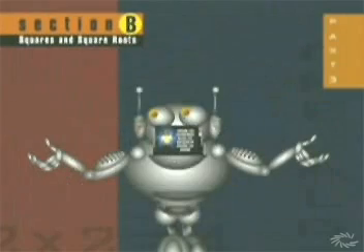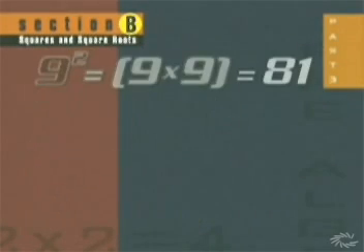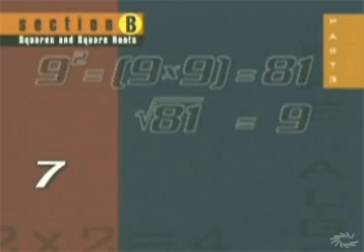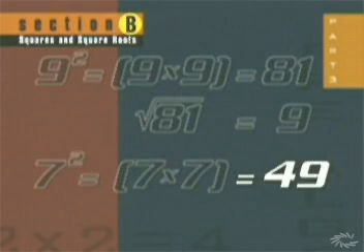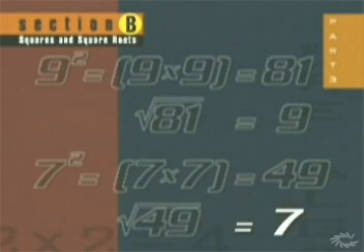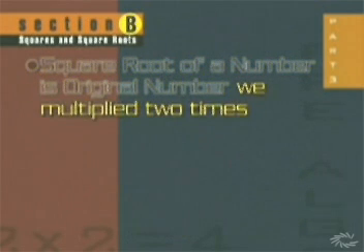Check it out. See how 9 squared equals 81? Well, that means the square root of 81 is 9. Same thing with 7. 7 squared equals 49. So the square root of 49 equals 7. The square root of a number is simply the original number we multiplied 2 times.